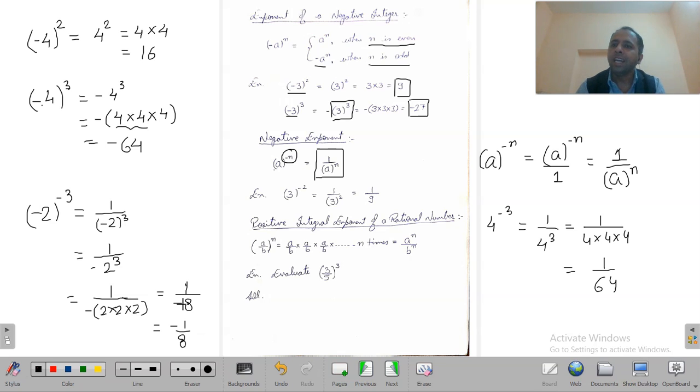So this is what? Negative exponent. So in case of a negative exponent, we will take the reciprocal of the number and the exponent will become positive.